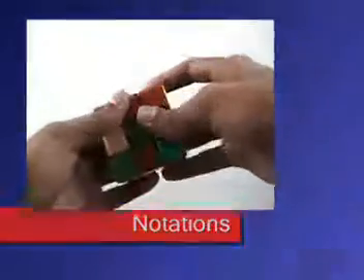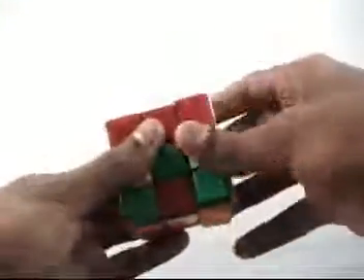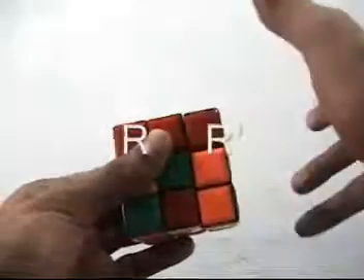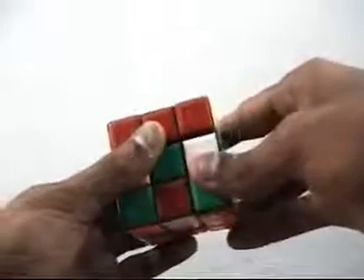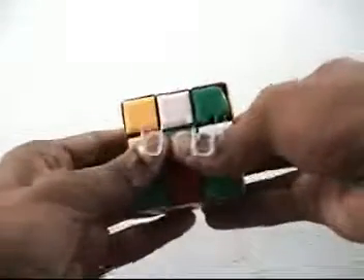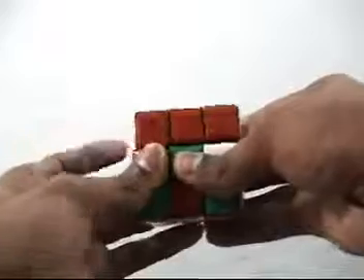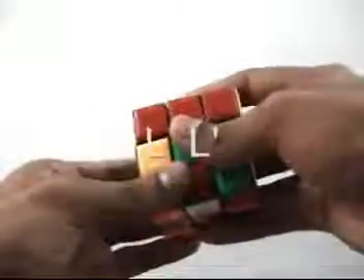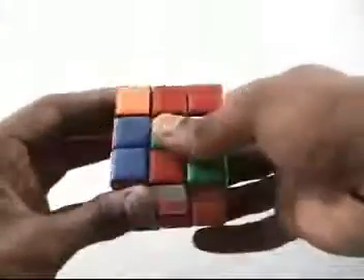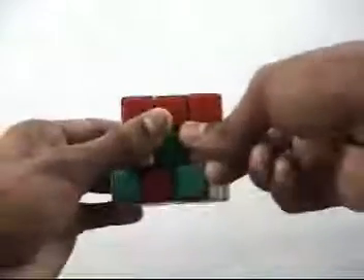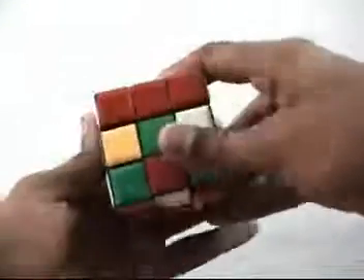The first notation is right. When I say right, turn it in clockwise direction. When I say right inverted, turn it in anti-clockwise direction. When I say up, turn it clockwise. Up inverted, anti-clockwise. Left, clockwise. Left inverted, anti-clockwise. Down, clockwise. Down inverted, anti-clockwise. Face, clockwise. Face inverted, anti-clockwise.